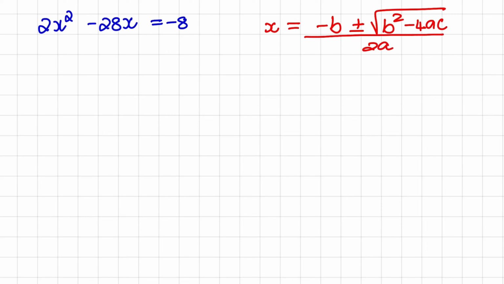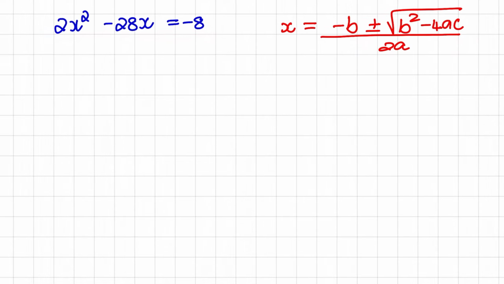So what we need to do is identify a, b, and c from our equation before we can substitute. But notice that this expression is not in standard form, meaning it's not equal to 0. So first, let us rewrite this equation as 2x squared minus 28x plus 8 equal to 0. Now we can identify our a, b, and c value.